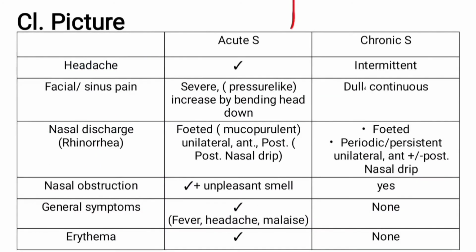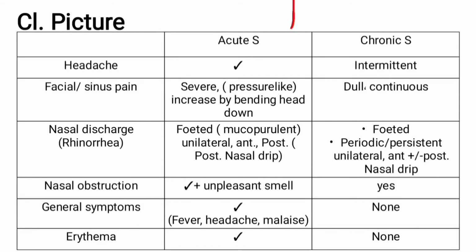Here's in more detail the clinical picture of acute versus chronic maxillary sinusitis. In the acute condition, there is headache, while in chronic sinusitis, the headache comes and goes, meaning intermittent, not continuous headache. The facial pain or the sinus pain that is reflected on the facial surface of the maxilla is severe in the acute condition, and it's pressure-like and increased by bending the head downward and forward due to the fluid level accumulation inside the sinus. As you'll see in the radiography later, there is a fluid level that causes pressure on the anterior surface of the maxilla during bending the head forward.